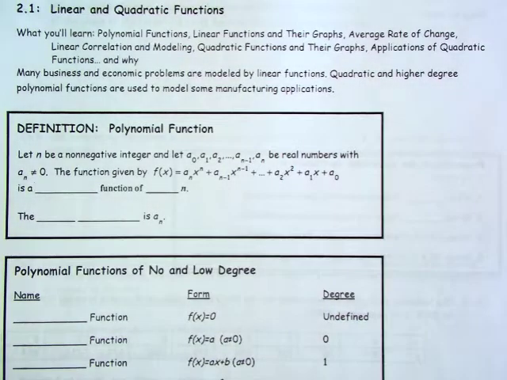Today we're going to look at linear and quadratic functions in specific. We've been looking at functions for a while now, the idea that a function passes a vertical line test. For every x value, there's one unique y value. Okay, we kind of worked through a lot of different details of functions last chapter.